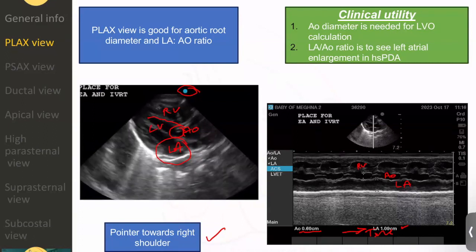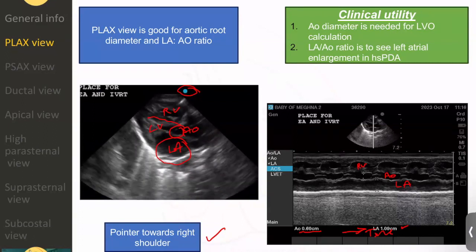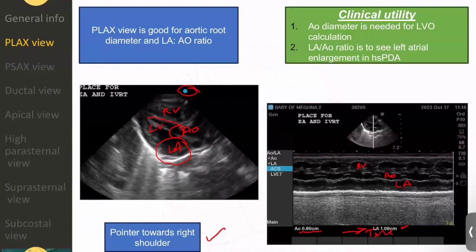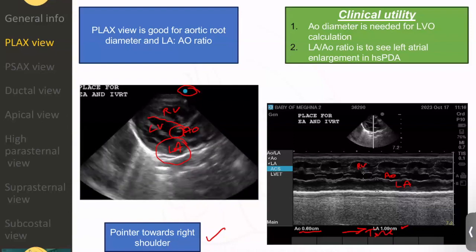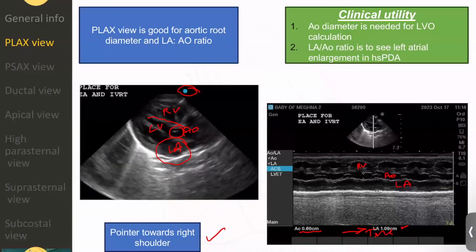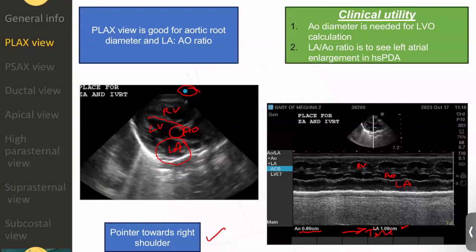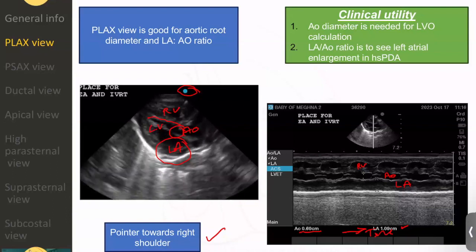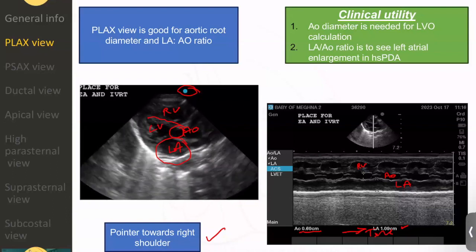Based on this ratio, people have differentiated whether the duct is mildly significant, moderately significant, or severely significant. So this is one of the parameters. Neonatologists who want to treat the ductus take this factor into account.